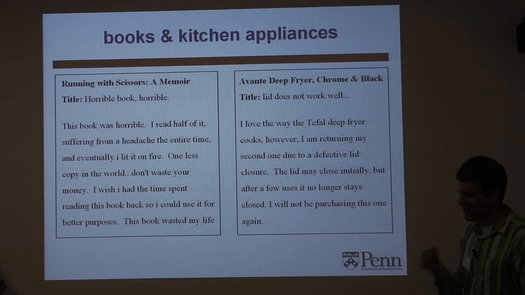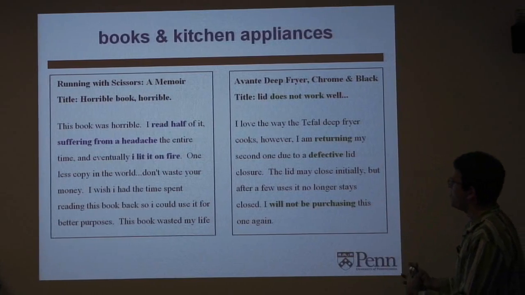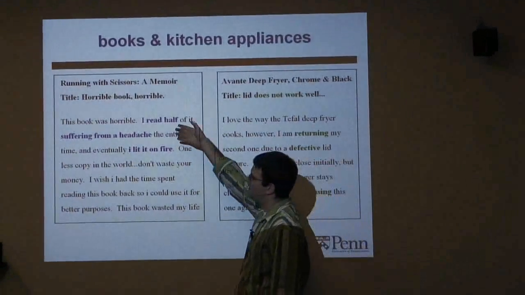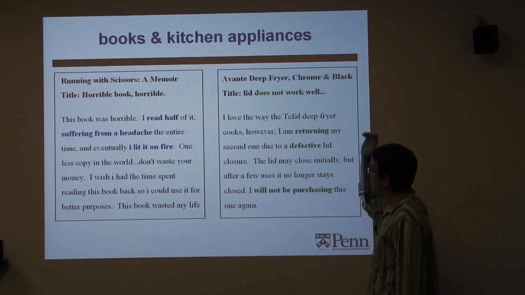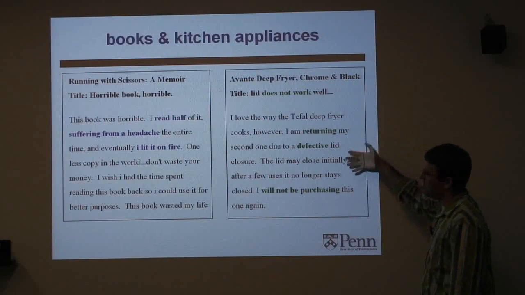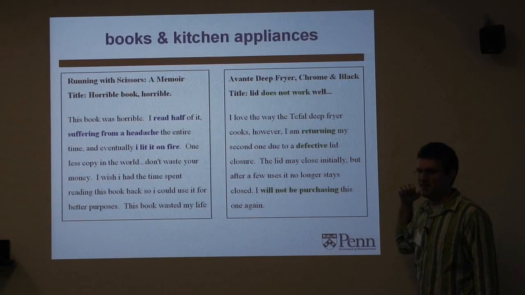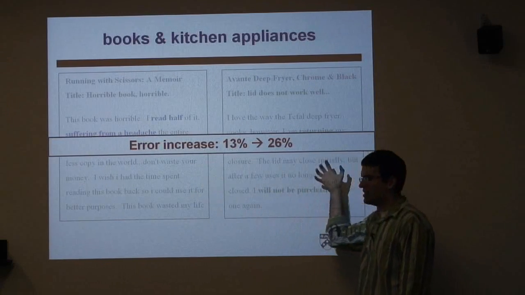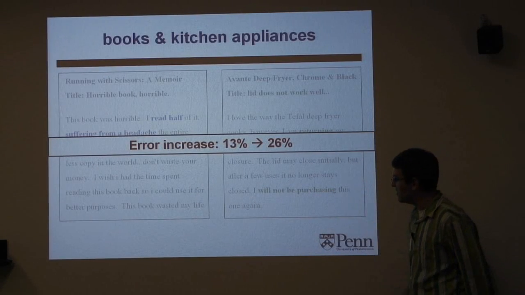I will not be purchasing this one again. Okay, so if you look at the actual words that people are using to express sentiment in these two cases, actually it's quite different, right? You read half of a book, that means that you didn't really like it, but you're not going to read half of a Tefal deep fryer. Again, you don't say things like, oh, this book was defective, it just didn't work, and I'm returning it, right? That's not the way you express negativity about books. So in practice, if you train up an SVM on books and you test it out on kitchen appliances, the error doubles. So this is a pretty serious problem.